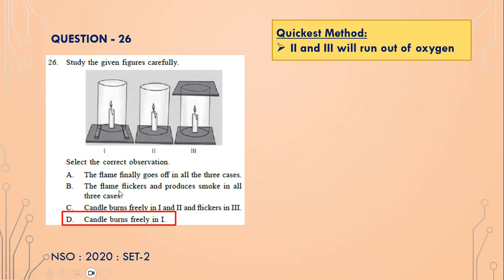The flame flickers and produces smoke in all three cases? Not in one, but in 2 and 3. The candle burns freely in 1 and 2 and flickers in 3? Actually, the candle will burn freely in only 1. In 2 and 3, it will start flickering. Okay, so option D is the correct observation.